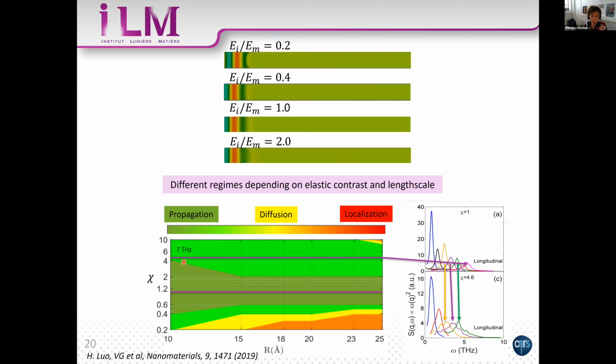We can draw a map of these different regimes like we did here for a phonon of 7 terahertz frequency as a function of elastic contrast and dimension of the nanostructure. As you can see, small elastic contrast means propagative regime, and then increasing the elastic contrast, we go towards a mixed propagative-diffusive and finally a diffusive regime. And at the extremes of this, we will go towards localization. Note that the 2 lines represent the 2 samples that we have looked at earlier. And in particular, this is a longitudinal phonon, which was this phonon here. We could not analyze it in the case of high contrast because it was extremely damped.